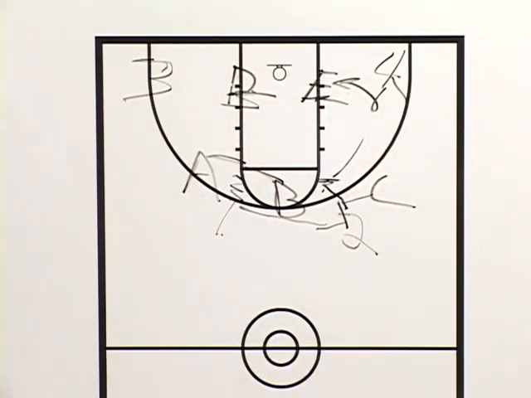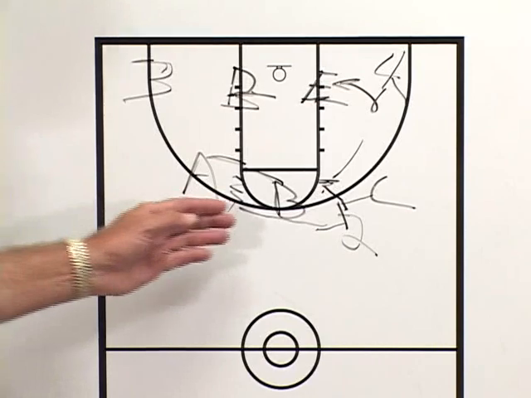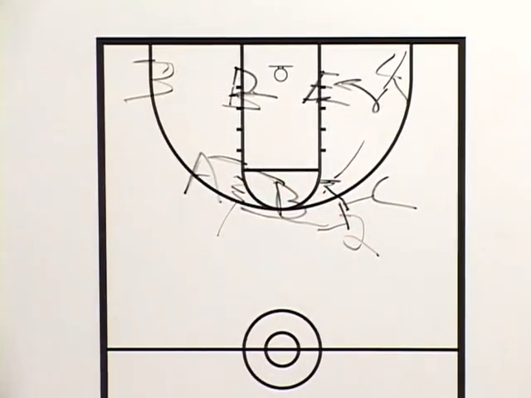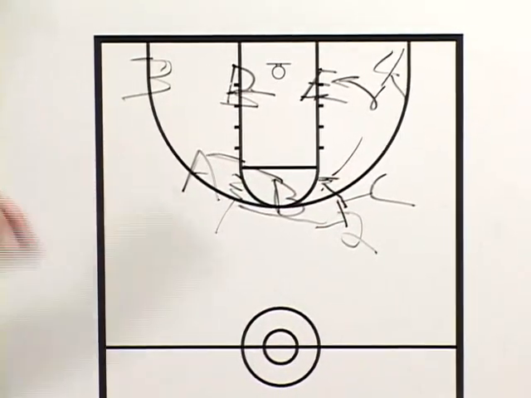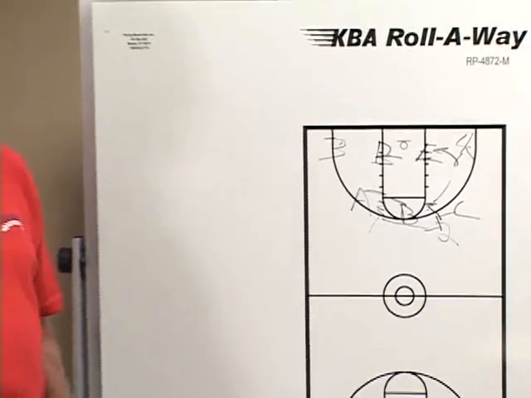We just create mismatches. And the mismatch, theoretically, is in favor of the defense because they can double team us. Well, that's what we're looking for. We're looking to get 2 people on 1, so we're playing 4 on 3 elsewhere.